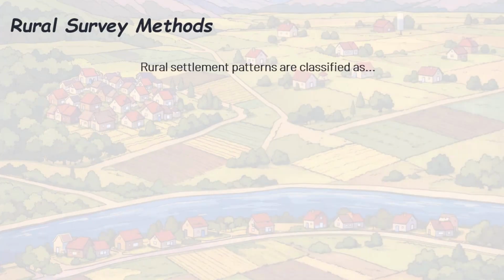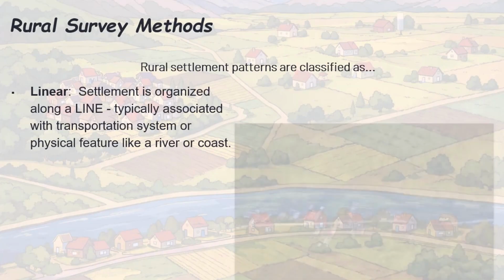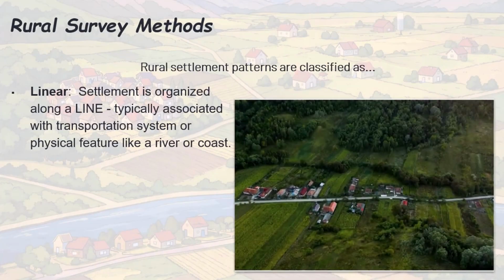So, picture this. Instead of being out in the middle of nowhere like the dispersed folks, these houses are in formation, like they're doing a conga line across the countryside. That's a linear settlement. Everything's lined up along a road, river, or some other path. Like, hey neighbor, I see you, in a straight line, forever.